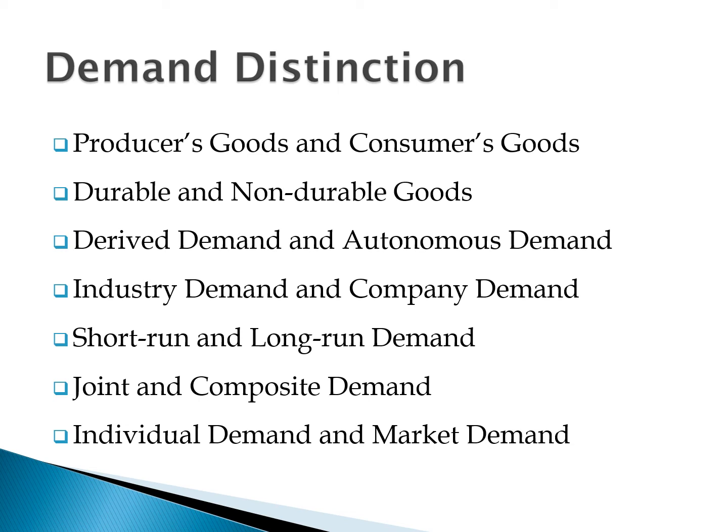Demand distinction. Demand analysis depends on the nature of goods and the types of demand. First one, producer goods and consumer goods. Consumer goods are produced for direct consumption by the consumers, while producer goods are used in the production of other goods. For example, food is a consumer good and has direct consumption. The demand for factors of production or producer goods is an indirect demand.